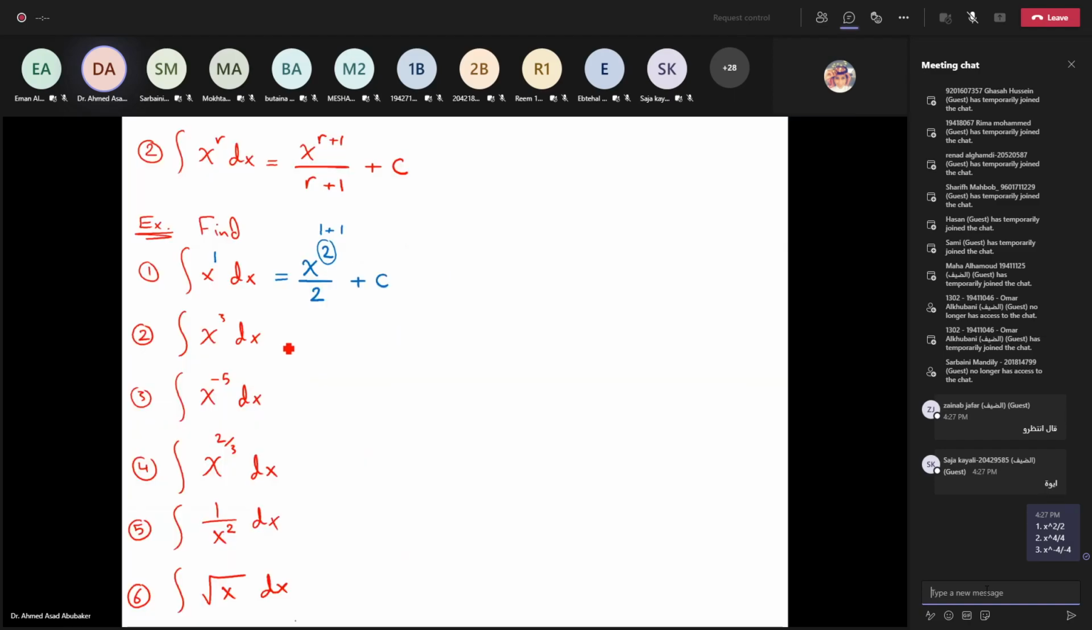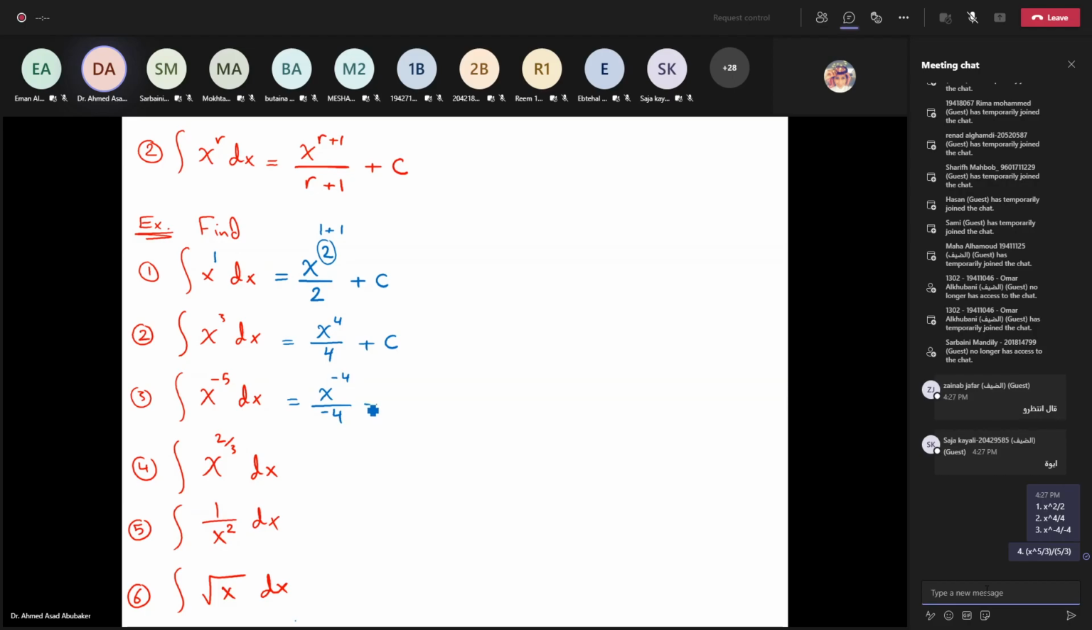The second: x to the power 3 plus 1, which is 4, and divide by 4 plus c. Number 3: x to the power negative 1, negative 5, sorry, plus 1, negative 4, over negative 4 plus c. Number 4: x to the power 2 over 3 plus 1 equals 5 over 3, over 5 over 3 plus c.